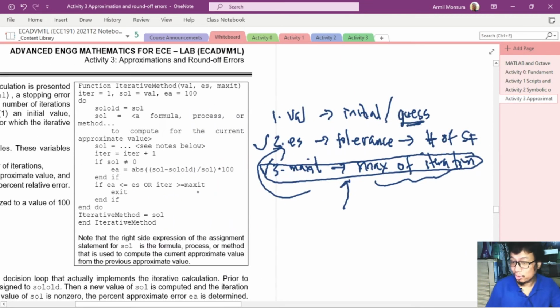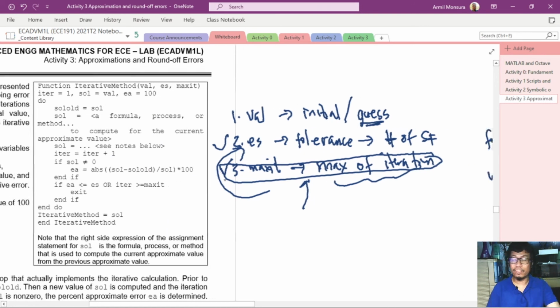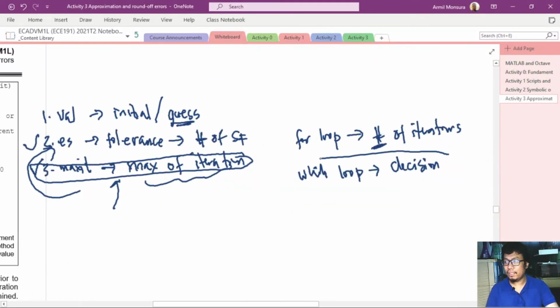Since you'll be using decisions in order for your loop to stop, we will probably be using the while loop more compared to the for loop. We will use the for loop if the number of iterations is fixed. Kung mapi-fix natin yung number of iterations, and if there is no other stopping criteria but the number of iterations, then we can use the for loop. But in most cases, we will be using decisions. We will be using criteria to stop the iteration. So, ayun.